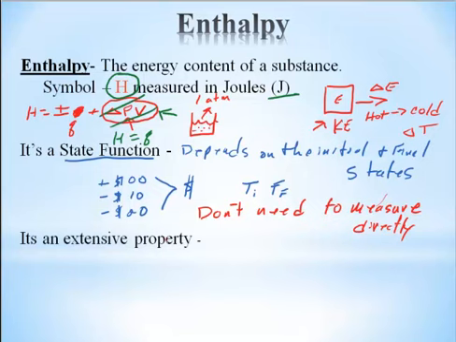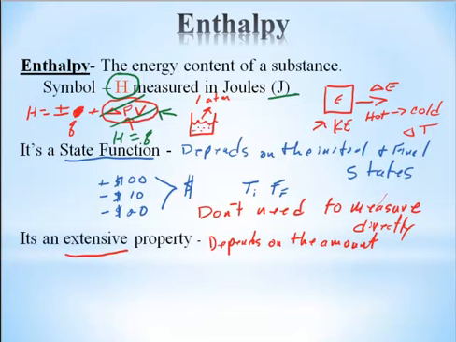Another property about enthalpy is it is an extensive property. Now what that means is it depends on the amount. It depends on the amount. So, what are some properties that depend on the amount that you've experienced this year? Well, of course, mass, right? Volume. Things like that depend on the amount.